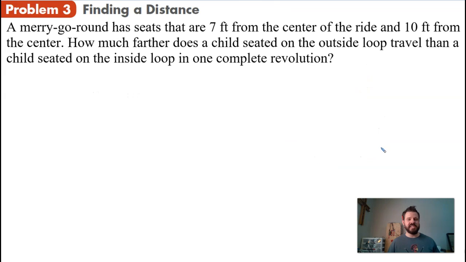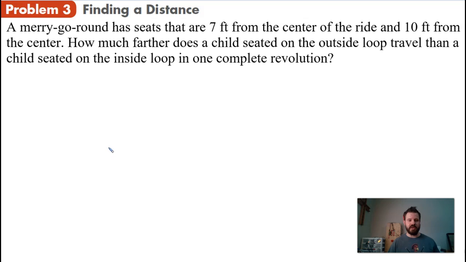All right, now you've seen circumference before, so let's jump right into an applied problem, do a complicated one. Problem 3 says, a merry-go-round has seats that are 7 feet from the center of a ride and 10 feet from the center. How much further does a child seated on the outside loop travel than a child seated on the inside loop in one complete revolution?